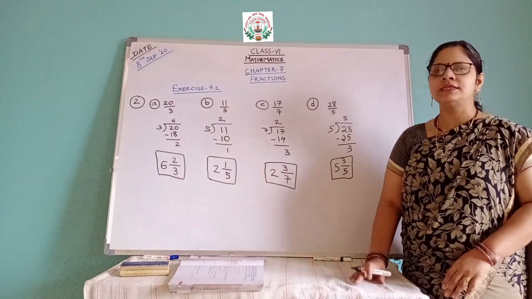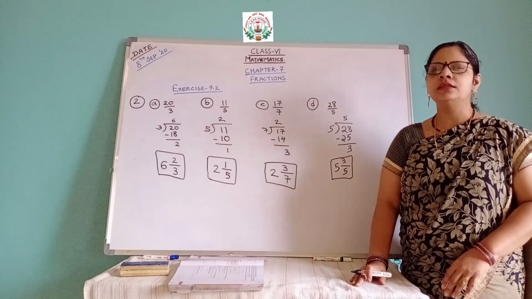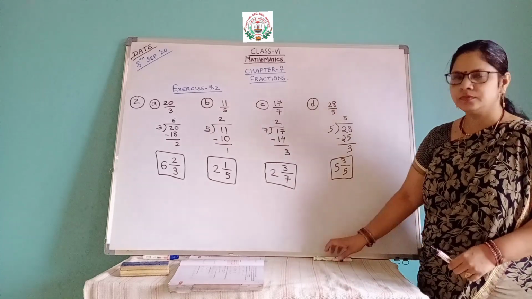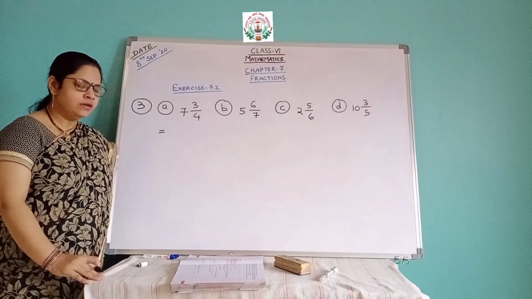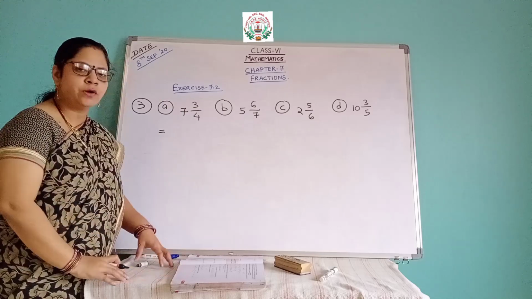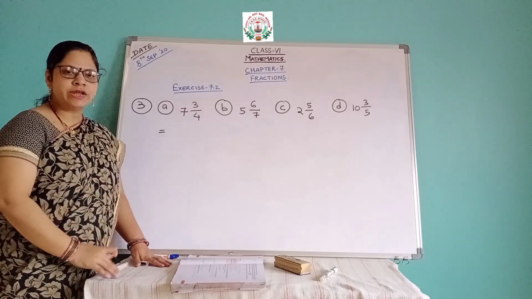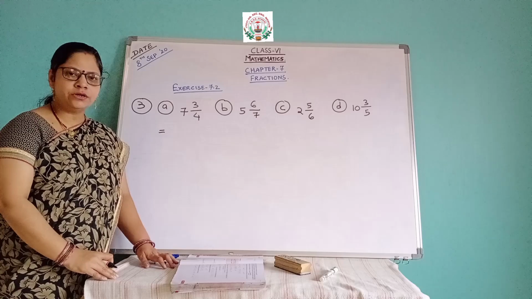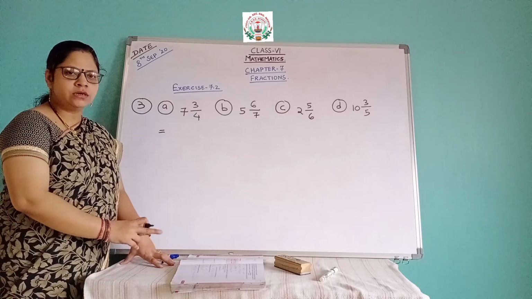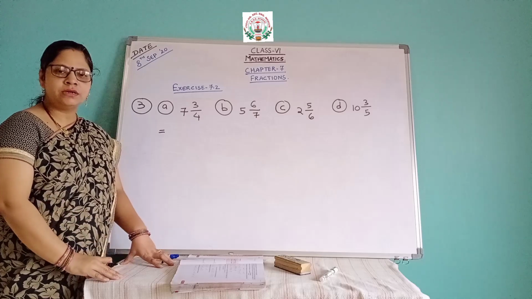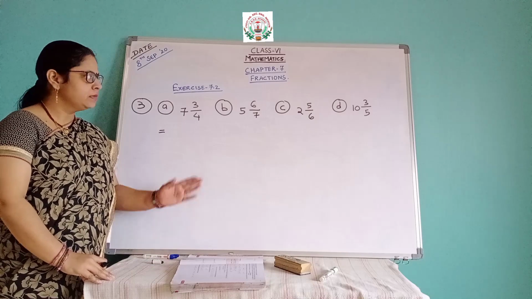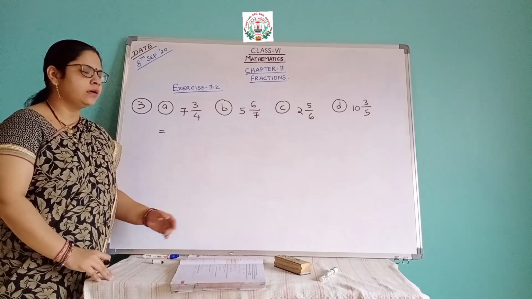So these 4 parts I have solved and explained. The other 2 parts you will try on your own. Coming to the third question, here express the following as improper fractions. Some mixed fractions are given and you are asked to convert them to improper fractions. As I have told you in question number 2, how to check whether your answer is correct or not, that same method is the solution here.